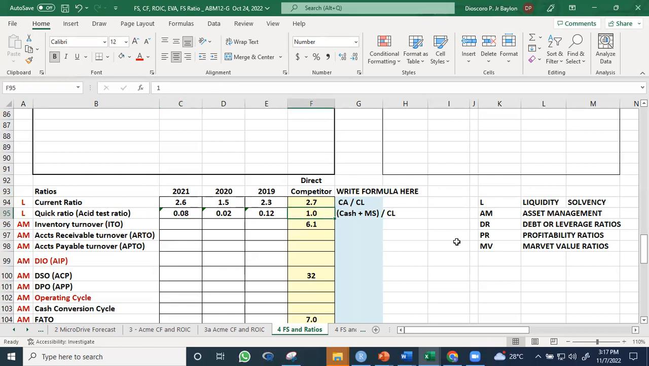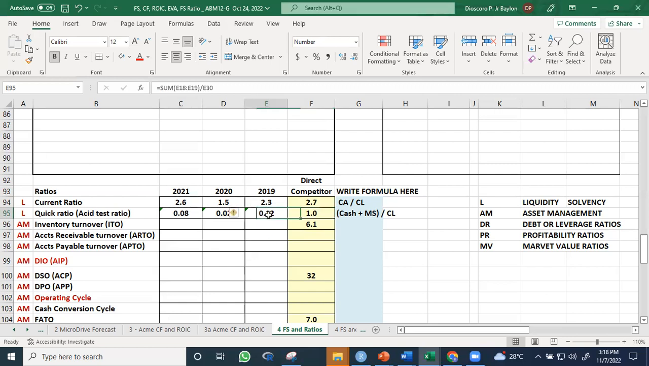Ang competitor natin 1, which means for every 1 peso of current liability, our direct competitor has 1 peso also of current cash and marketable securities. So mas liquid, no? Si direct competitor. Mas kaya niyang magbayad ng current liability as they fall due.